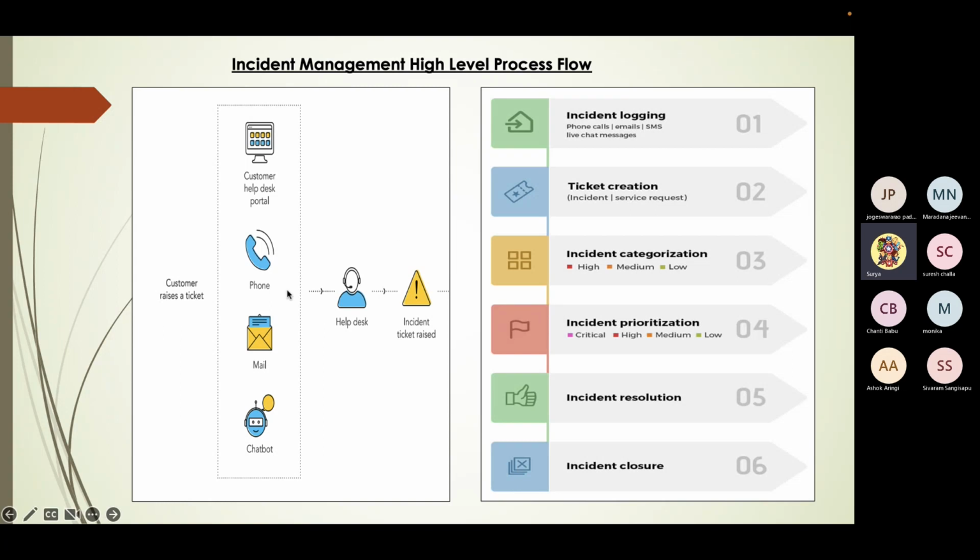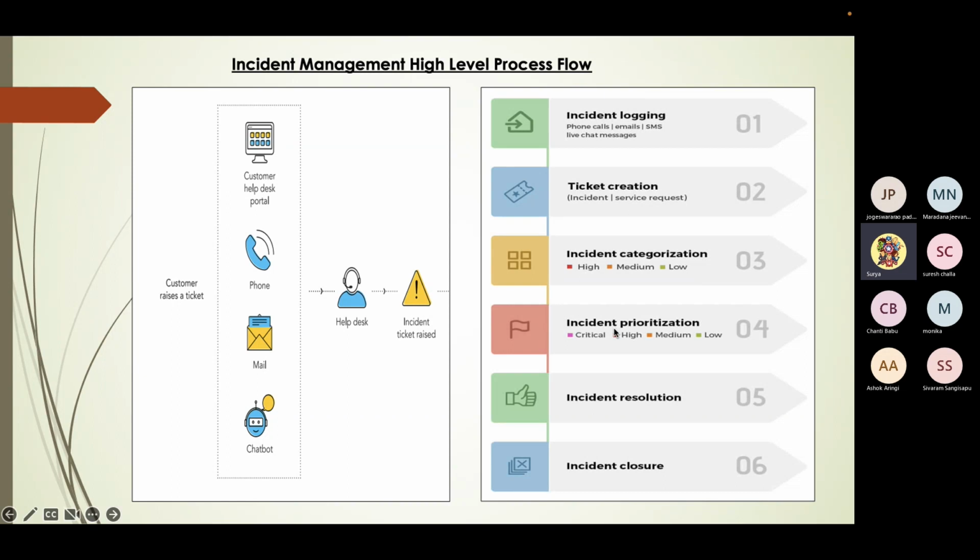Okay, so this incident was logged and the ticket is created. Now it is your responsibility to identify which category of ticket this is. Is it a software related issue? Is it a hardware related issue? Or is it a billing issue? Or is it an application issue? So you need to categorize it. And depending upon the category, you need to keep that as high, medium, or low. And then here comes the prioritization.